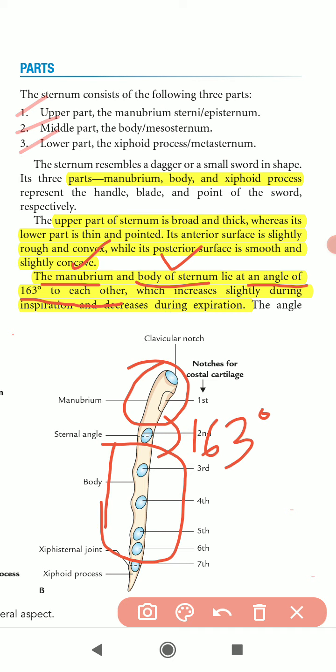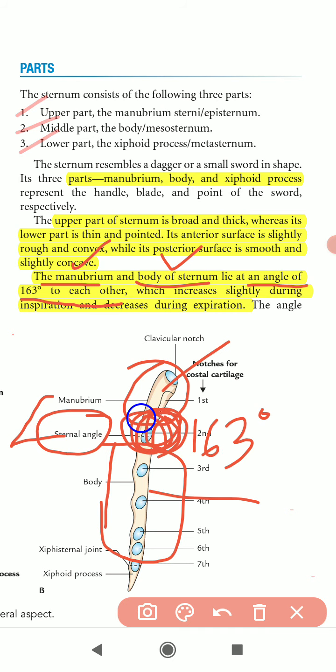What is the name of the angle? The name of the angle is manubriosternal angle, or its other name is sternal angle, or its other name is angle of Lewis. So the angle between the manubrium and the body of the sternum is known as the Lewis angle, sternal angle, or manubriosternal angle. It has three names and it is about 163 degrees.